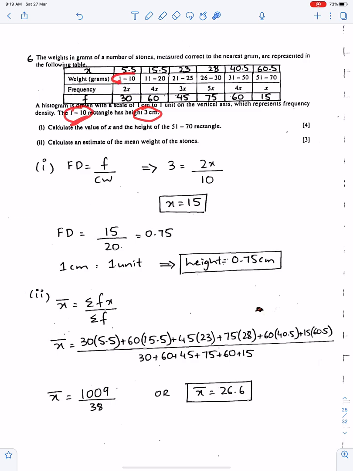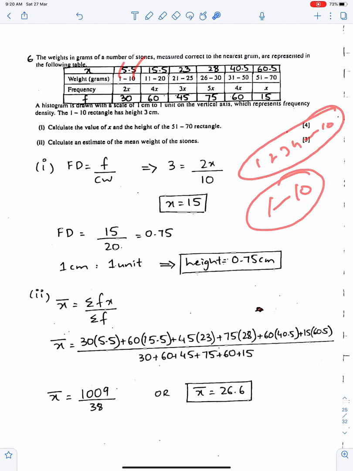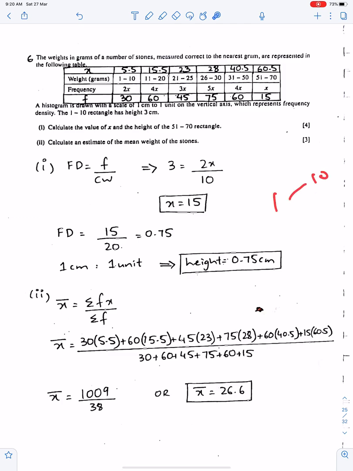Make sure whenever you find class width from class interval, you count both the numbers. 1 to 10. Count both the numbers like 1, 2, 3, 4 till 10. So these are 10 numbers because both the numbers are inclusive. So whenever you find class width from class interval, take both the numbers inclusive. So the class width of this interval is 10 and the frequency of this class is 2x. So by substituting everything into this formula, we can get x.